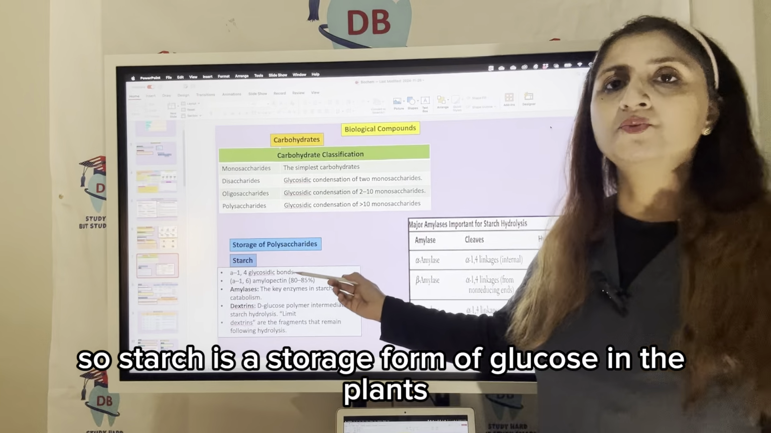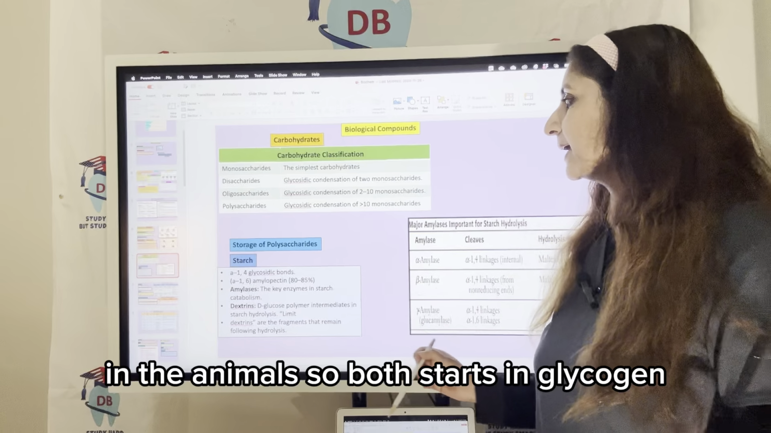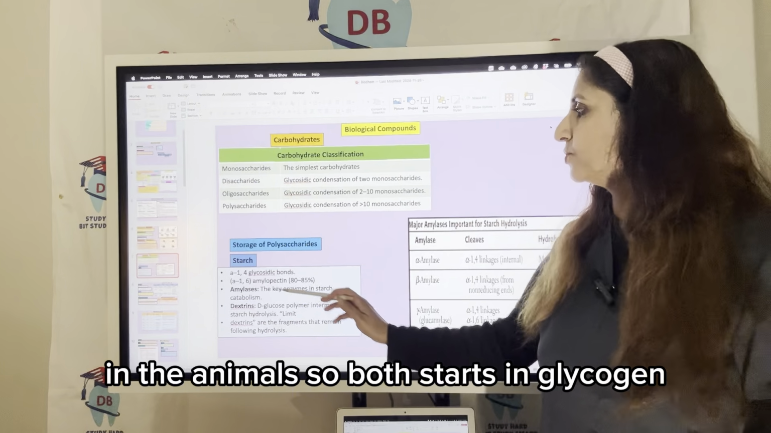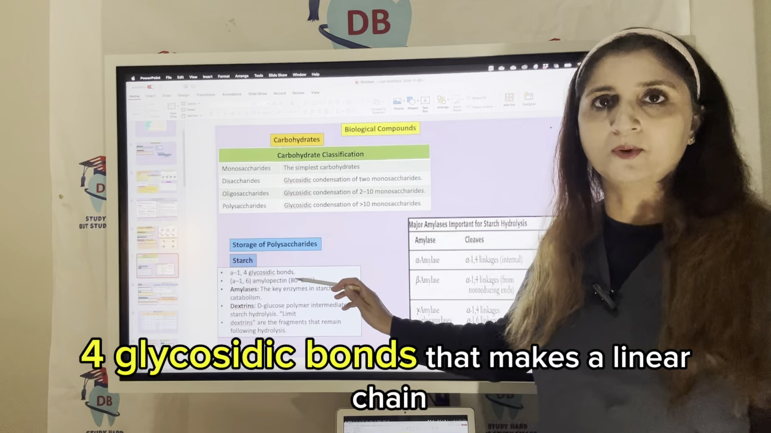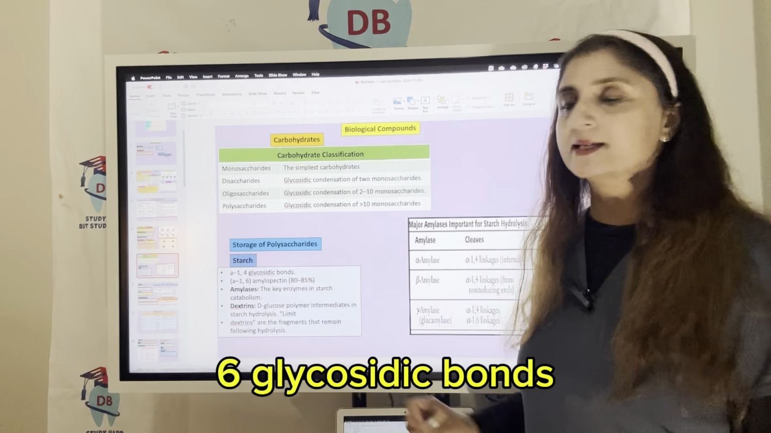So starch is a storage form of glucose in plants and glycogen is a storage form of glucose in animals. Both starch and glycogen have alpha-1,4 glycosidic bonds that make a linear chain, and at the branching point you have alpha-1,6 glycosidic bonds.